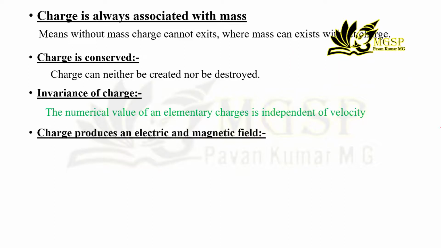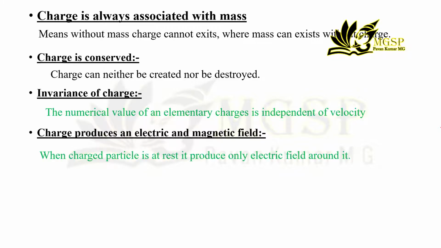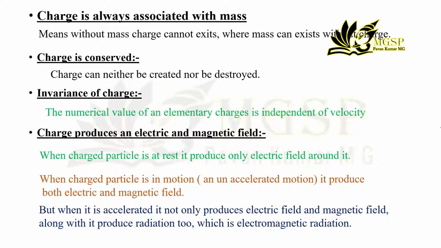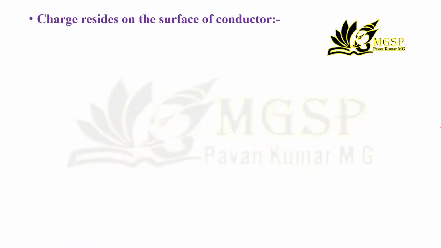Next, charge produces electric and magnetic fields. When a charged particle is at rest, it produces only an electric field around it. When a charged particle is in unaccelerated motion, it produces both electric and magnetic fields. But when it is accelerated, meaning the velocity keeps changing with time, it produces electric field and magnetic field, and along with them radiation too, which is an electromagnetic wave, meaning electromagnetic radiation.